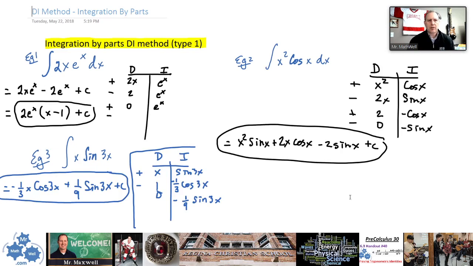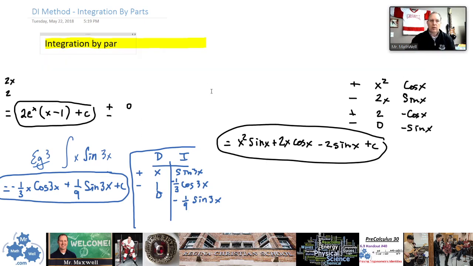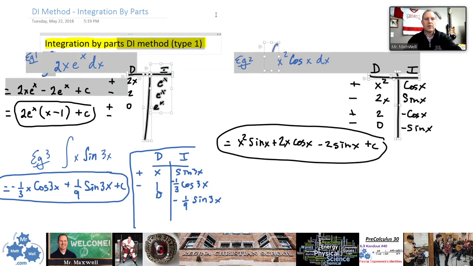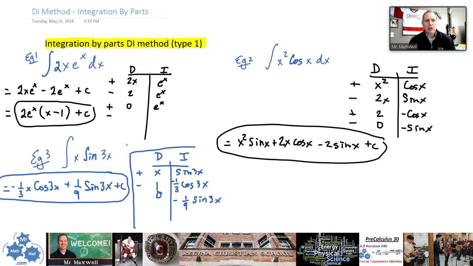Okay, so here are the answers to those 3 questions using the DI method. This is the DI method, what I call type 1. And what do we do in type 1? Well, in type 1, you focus on the derivative column, and you stop when you get a 0 in the derivative column. So type 1 involves this right here. We're differentiating, and usually it is just algebraic polynomial expressions, and we get a 0 in the derivative column. You see, that's for all of these types. So that is type 1.